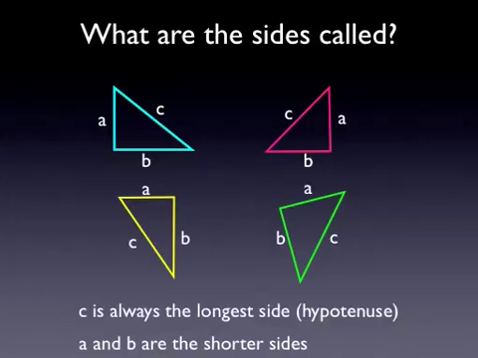Okay, so C is the longest side, the diagonal. Special name is hypotenuse, and A and B are the shorter sides. Incidentally, it doesn't really matter which one you call A and B, as long as it's either of the two shorter sides.